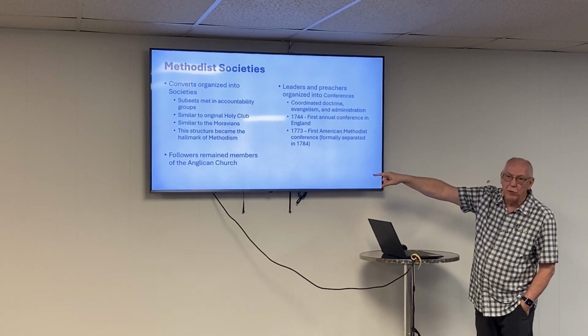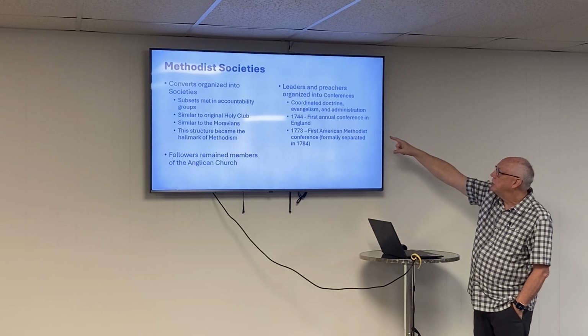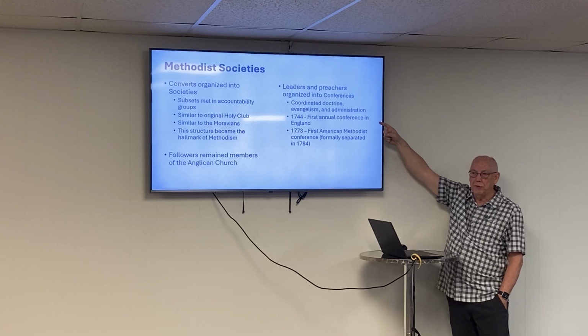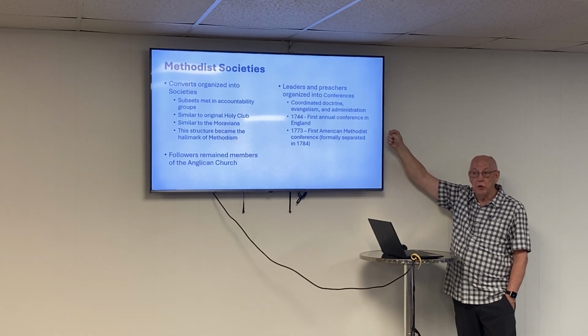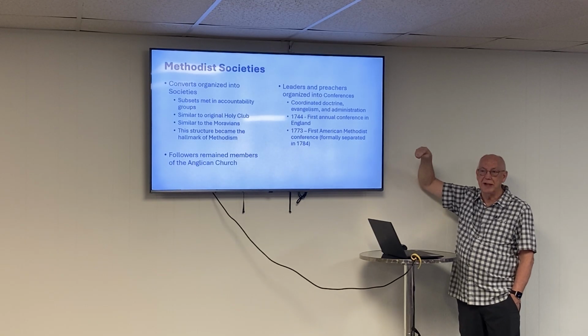John Wesley never wanted to leave the Anglican Church. In fact, I don't think he ever did. But the first annual conference in England was in 1744, and this was a conference of his followers who were still in the Anglican Church. They were still subject to and loyal to the Anglican Church.